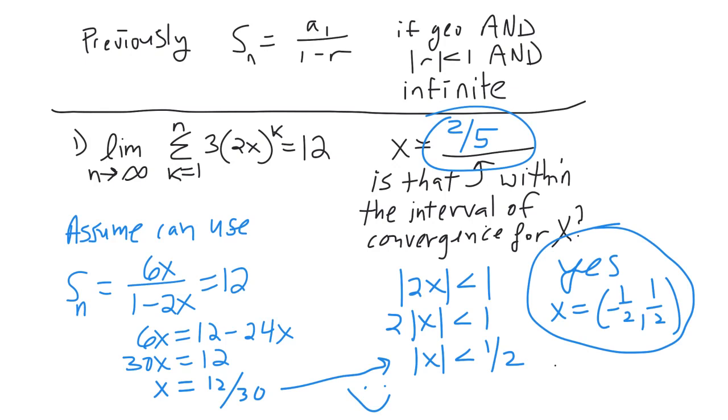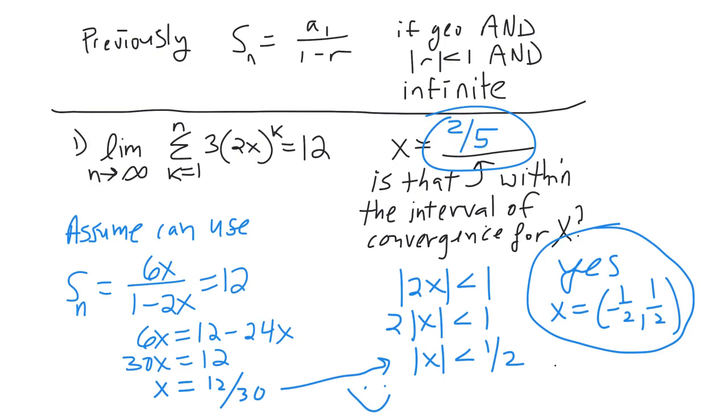All right, so let's look at how we do this. So first of all, to start, I'm going to assume that I can use this equation. So I have my first term, which is when I plug 1 in for k, and so that'll be 6x. And I have 1 minus my common ratio. My common ratio is 2x. 1 minus 2x, and it equals 12. So I solve it out, and I get my answer for x.